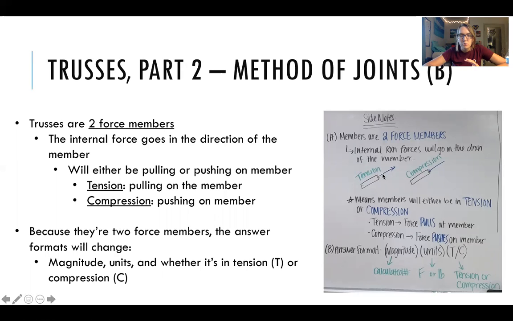change in the actual structure of the force and how you're thinking about it, the way that your answer is going to look will change, right? So you're going to have whatever magnitude that you calculated for the force, you're going to have the units that the force are in, but instead of being up or down, it'll be in tension or compression. So that's the only change I wanted to really mention here.